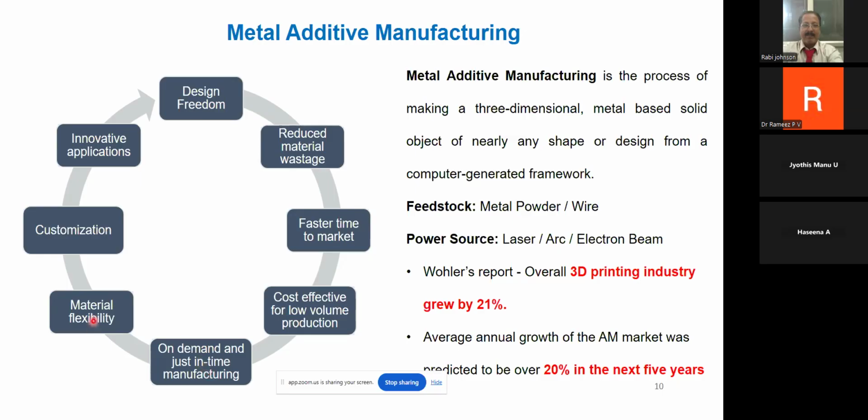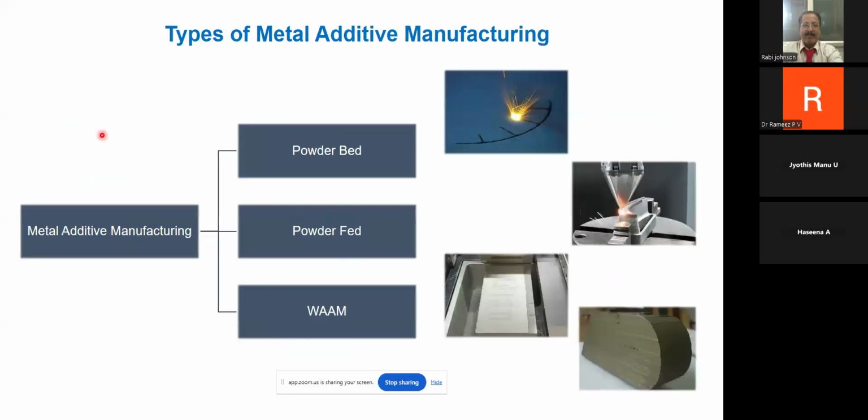Material flexibility. Not like conventional, soft materials are not possible, very hard materials. If the material is having, it is possible. Customized parts for the users are possible if you use metal additive manufacturing, right? So these are all the pros of going for metal additive manufacturing.